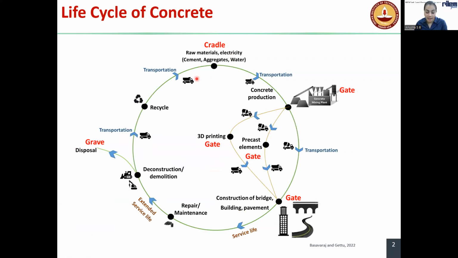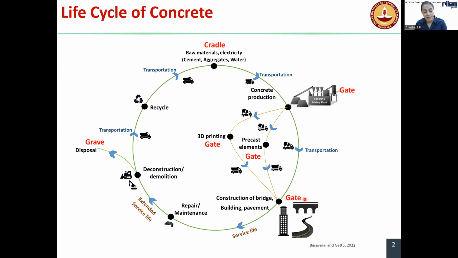The first phase is cradle, where the raw materials, cement and aggregates, are produced and extracted, later transported to a mixing plant where the concrete is manufactured. Later, this could be transported or placed through different technologies like 3D printing, precast, or in situ could be used in order to construct a structure.